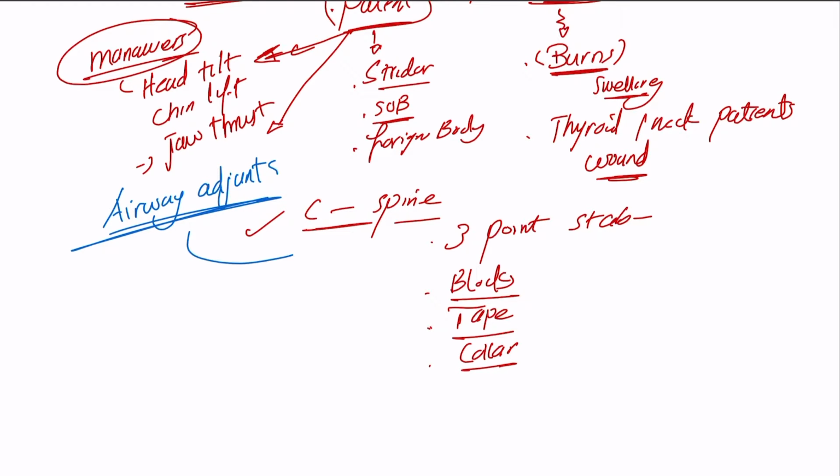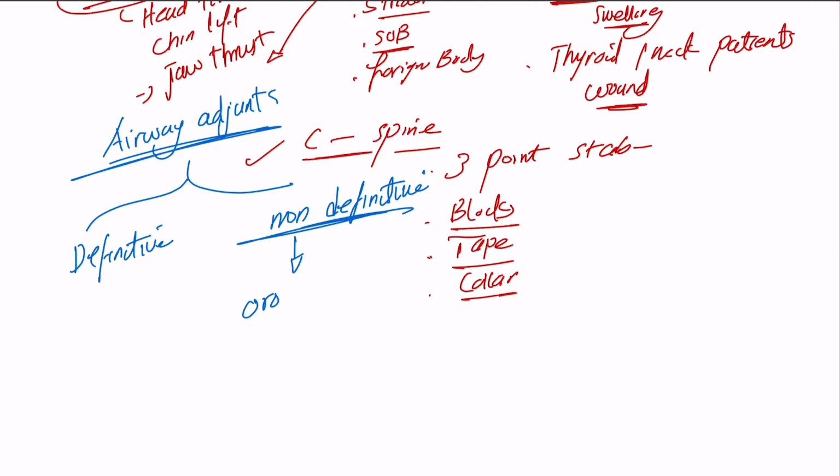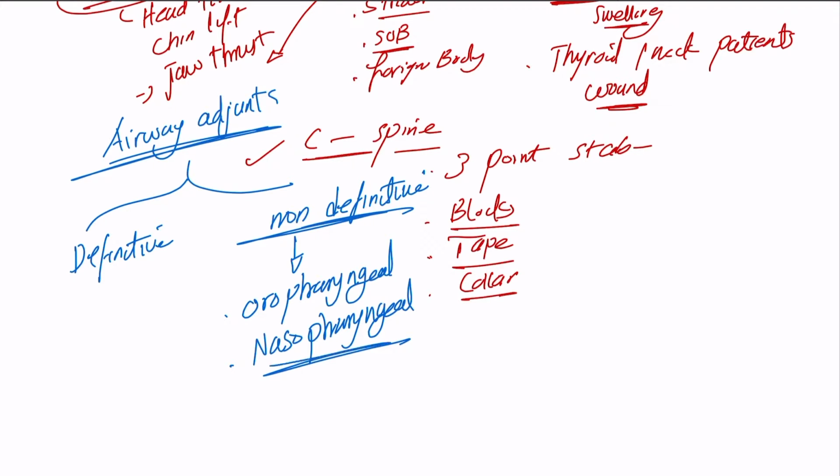These can be divided into 2 different things: a definitive airway and a non-definitive airway. A non-definitive airway is such as Guedel or oropharyngeal airway or a nasopharyngeal airway. This is sort of a transition until you get a definitive airway in place.